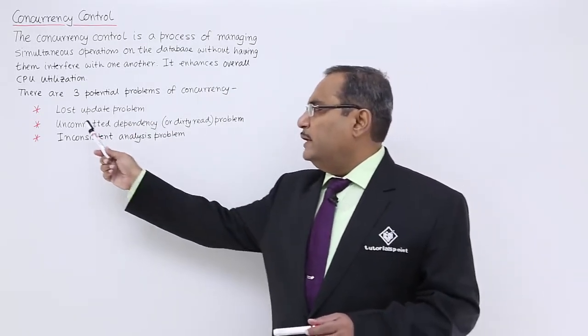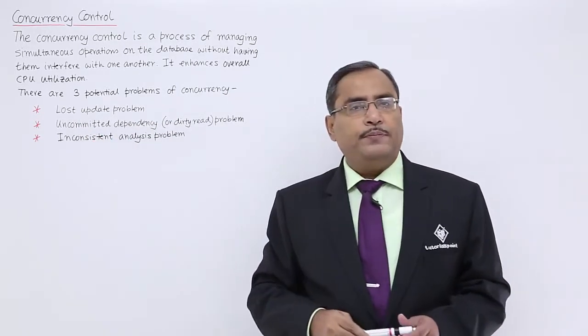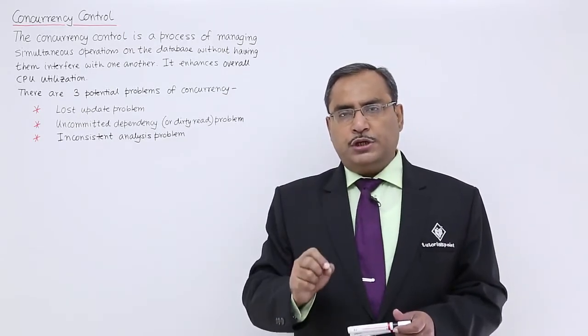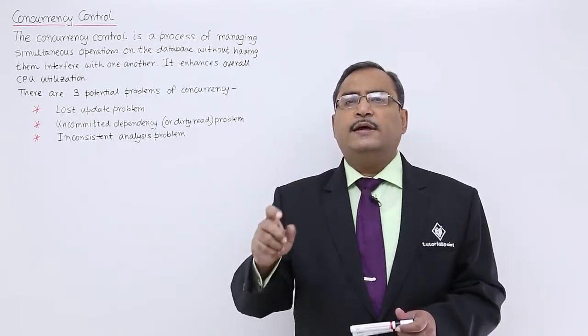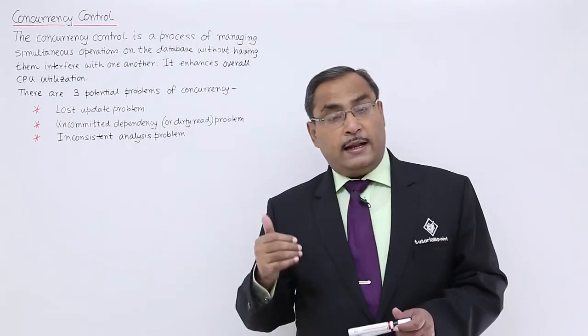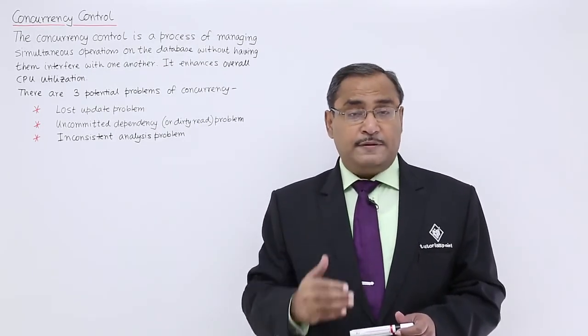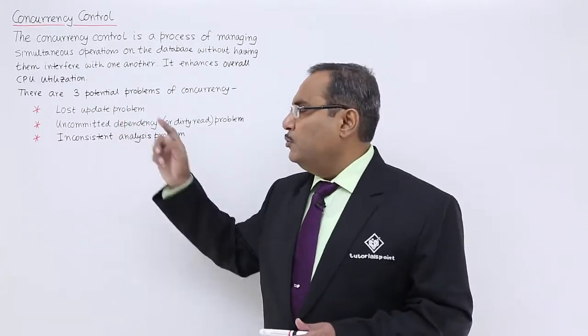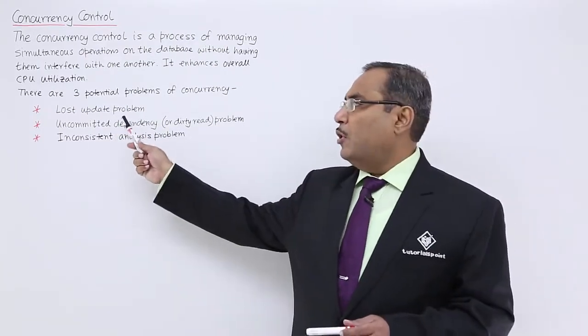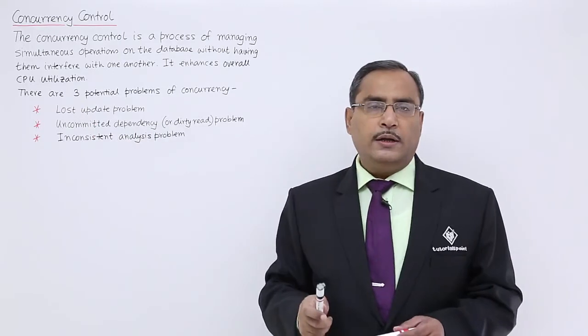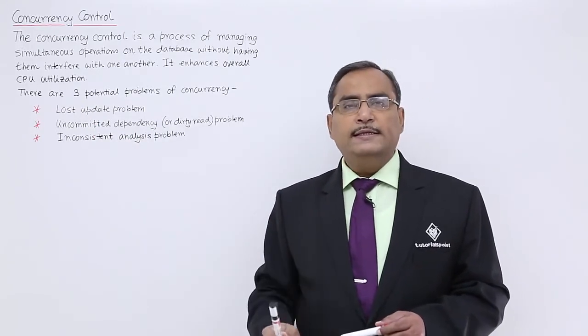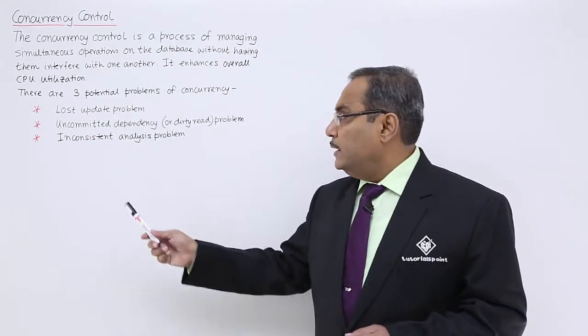Problem number one is the lost update problem. That means one transaction will make some changes in, say, one of the variables, and another transaction will cancel that update. If that occurs, the problem is known as the lost update problem. So one transaction's update is nullified by the execution of another transaction.